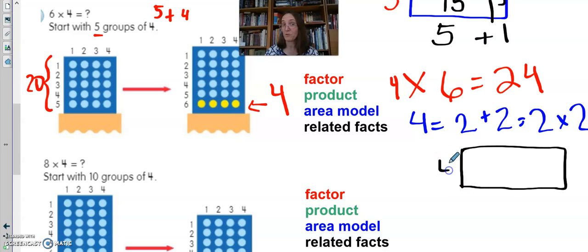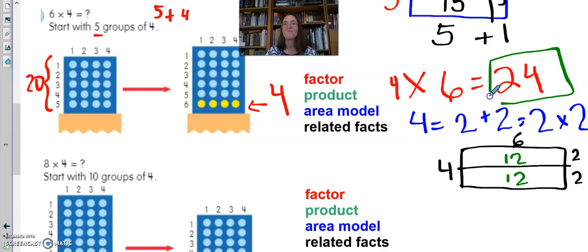I'm going to get 4 on the short end, that's that factor, and 6 on the long end. And I happen to know already that 4 is equal to 2 plus 2, or 2 times 2. So now I've split the area into 2 equal parts. 6 times 2 is 12, and 6 times 2 is 12 for here too. And I bet you can add 12 plus 12 really quickly to arrive at our product of 24. So we can use the fact that 4 is 2 times 2.